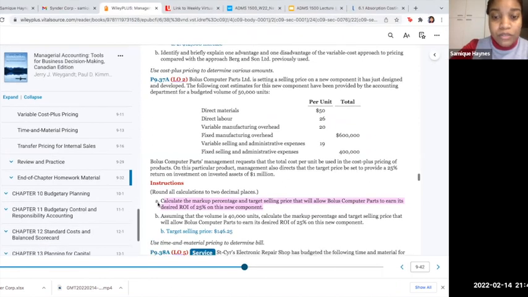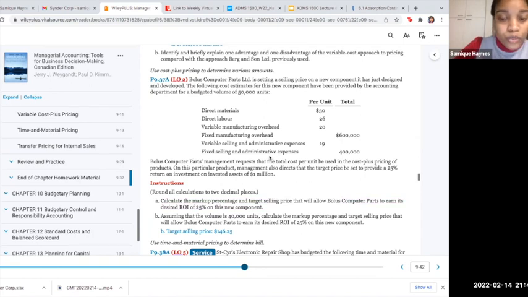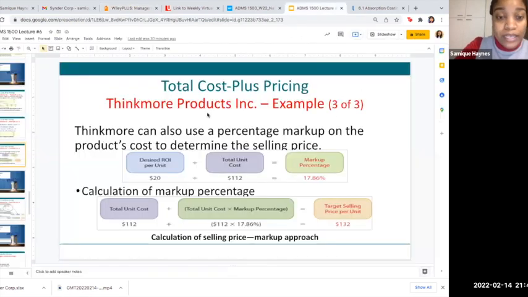25% times how much did we invest? The question tells us how much we invested. See where, yep, 1 million, good. So 25% of 1 million gives us how much? 250,000, good.